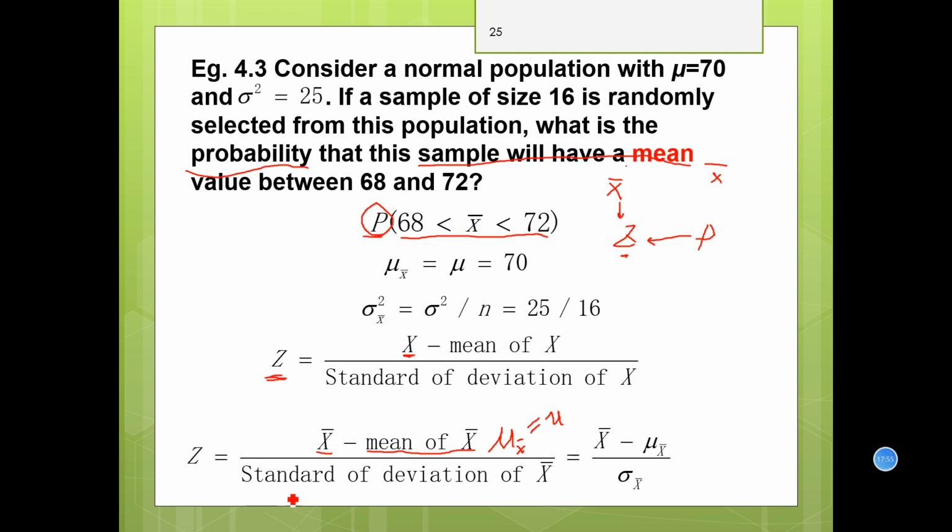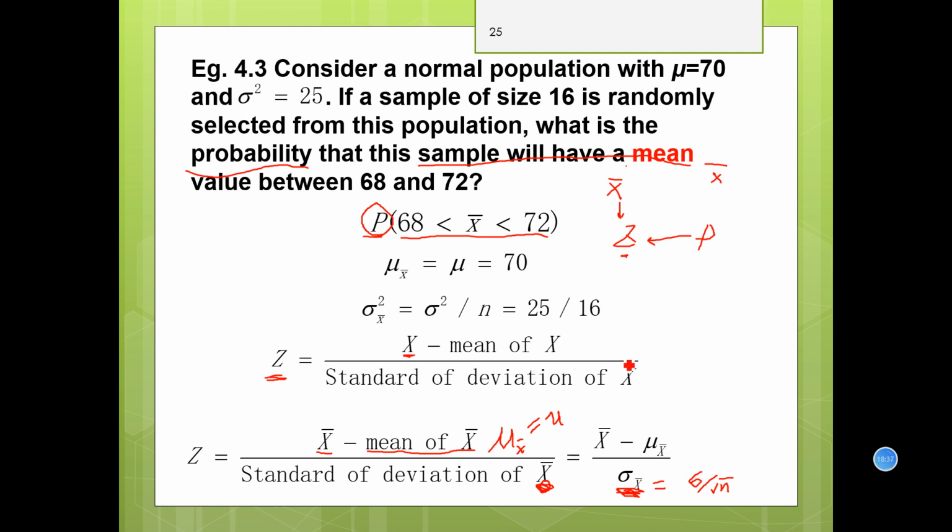And next one, standard deviation of x bar, not x. And we said that standard deviation of x bar is actually standard error of the mean. It should be coded as standard error of x bar, standard error of sample mean. So this one should be sigma x bar. And we also know that sigma x bar equals sigma divided by square root of n. Okay, so next one, let's go back to the question.